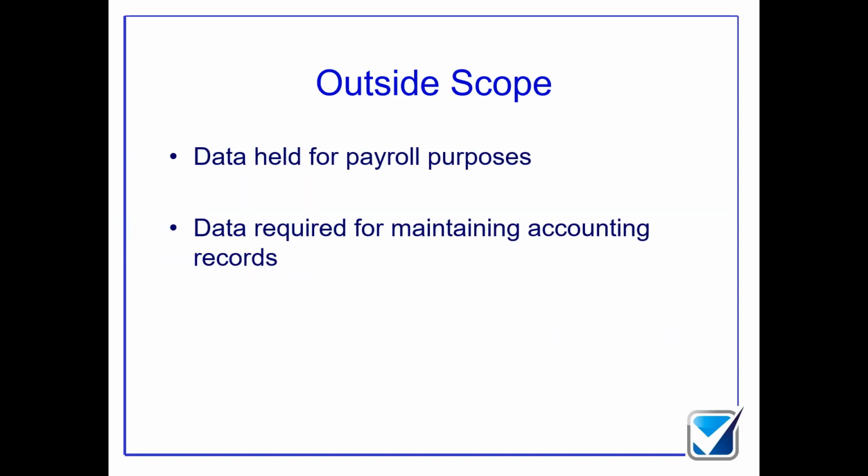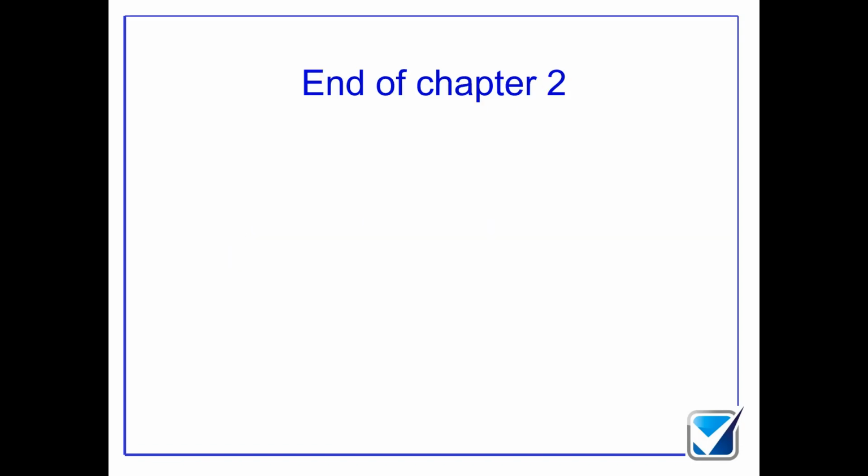There are certain things which are outside the scope for data protection issues, and the general rules of thumb are, if you hold information on individuals for payroll purposes, that's fine. If you hold information on individuals for the purpose of maintaining your accounting records, that tends to be fine as well. As an aside, if you hold details of individuals for exam purposes, that's usually outside the scope as well. That brings us up to the end of chapter number 2.